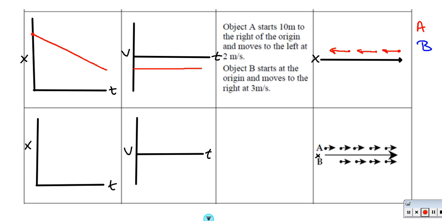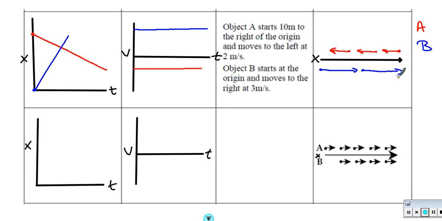But now object B starts at the origin and moves to the right at 3 meters per second. So what we need to show is that B starts at the origin and moves to the right but faster than A. So it'll make B steeper. It's moving to the right, so it's up here, and it's faster than A, so it should be spaced further up. So this gap is larger than this gap, so B is moving faster. And I'll place B down here at the bottom like they show in this example. We'll place B at the origin, and we're going to draw those arrows longer to the right.